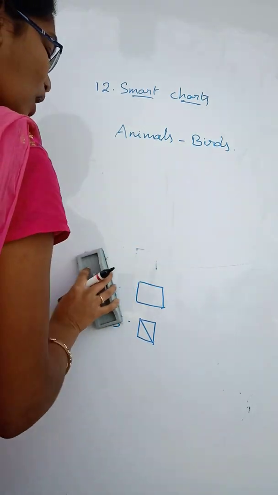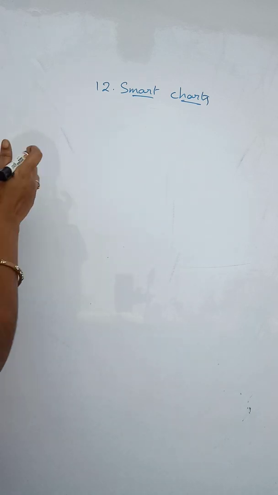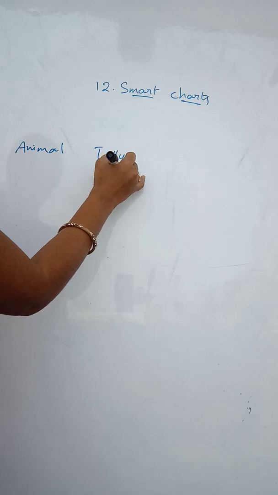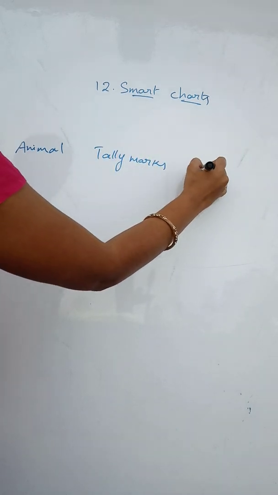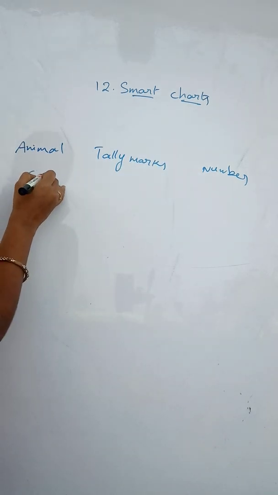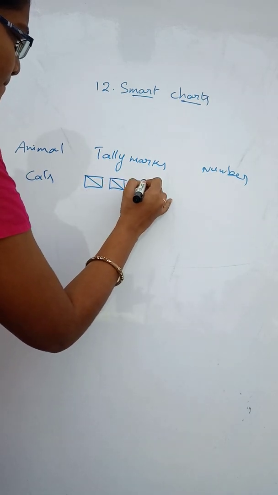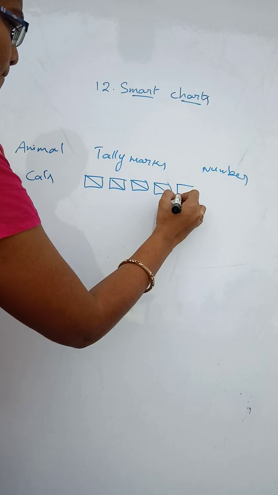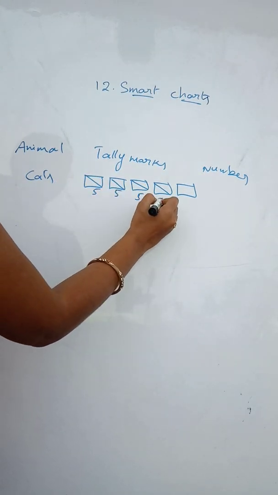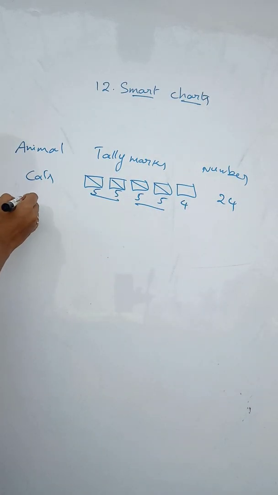At that time we should count and write the numbers. She did a project and she gave the tally marks for cat, animal and tally mark and number. Here see, for cats, what is the number? 5, 5, 5, 5, 4, 24.